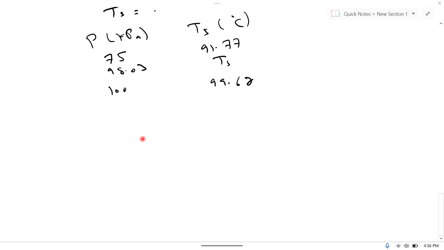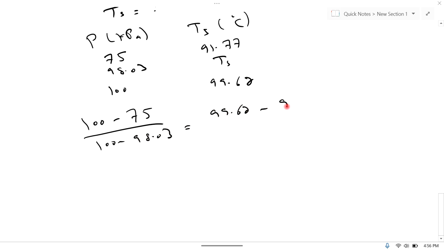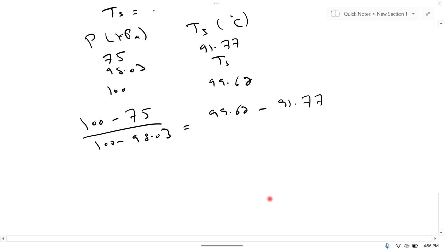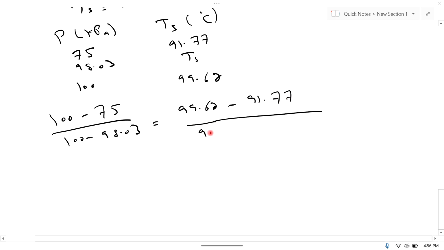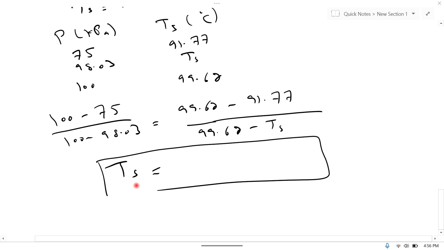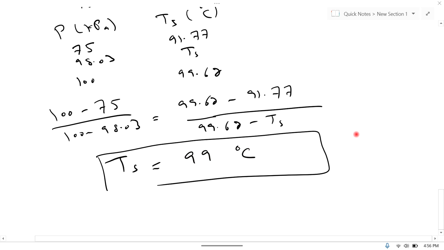So do interpolation: third minus first divided by third minus second is equal to third value minus first value divided by third value minus second value. Solve this and find the saturation temperature, which is 99 degrees centigrade.